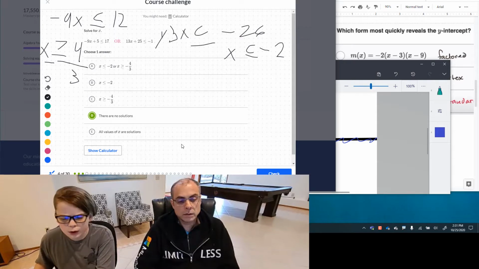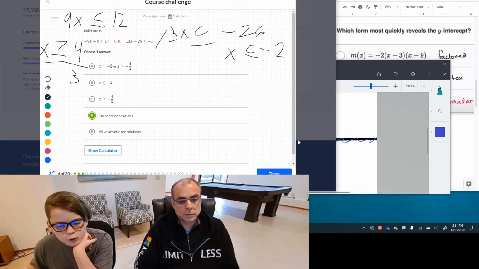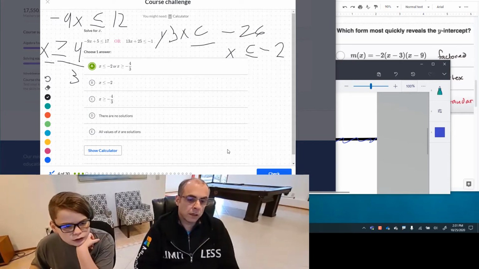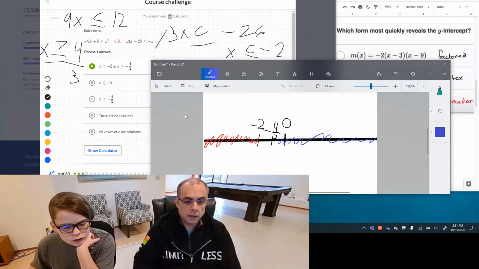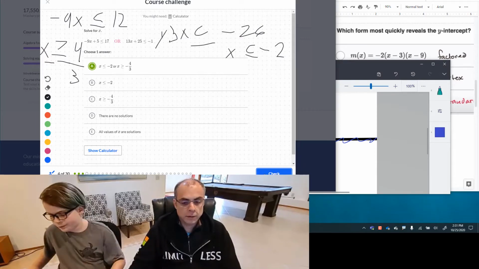Wait, no, it would be no solutions if it was and. Correct. And it can't be E because there's that little bit between. So I think it's this. If we go back to here, it's either less than or equal to negative 2, which is that, or greater than or equal to negative 4 over 3, which is that. So this is the only bit it can't be, so it's got to be this. Okay? Yeah. I need to go back to it.